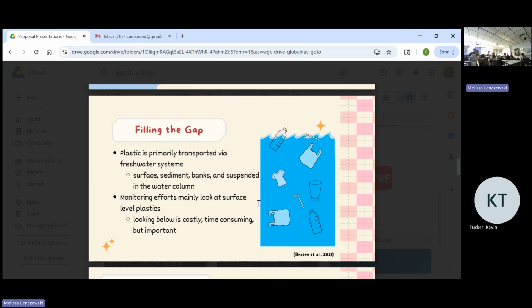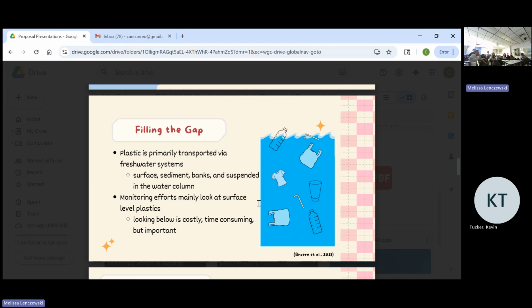But there's also a problem with just trying to look at the big pieces, right? How many people have done a citizen scientist project, like a beach cleanup or a wetlands cleanup, where they give you the data sheet and you're filling it out as you go? When we're looking at the water column, we're mainly just looking at the surface level, because if you're trying to look below, it gets really difficult because you can't physically see that with your eyes.